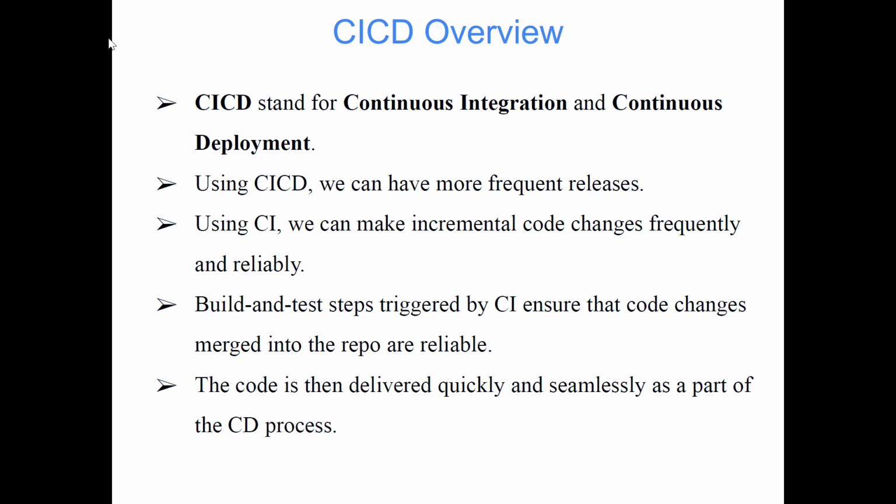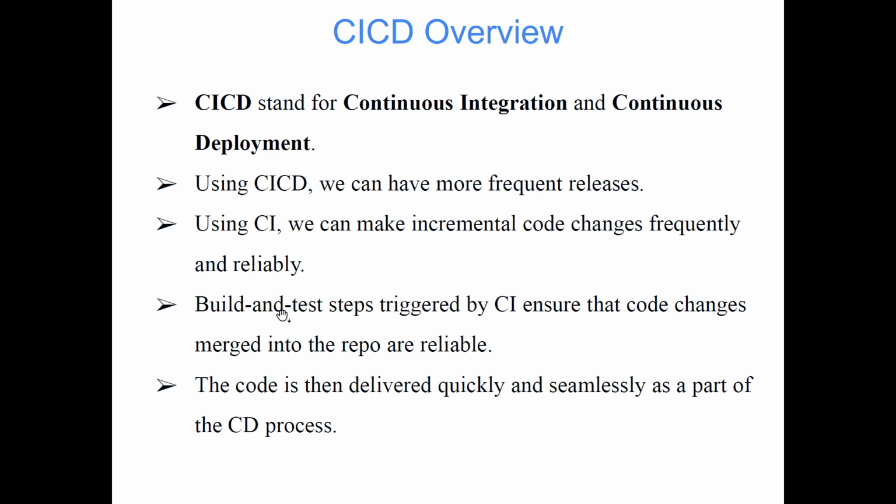So using CI/CD, we can have more frequent releases. Using CI, we can make incremental code changes frequently and reliably. When we say continuous integration, that means if you are making a small code change, it should be integrated continuously. When you make a small change, it should integrate with the existing code and make sure that existing code is not breaking. There can be some test cases configured, and even the test cases can be executed just to make sure that the code change you are making is absolutely okay and not breaking any existing functionality.